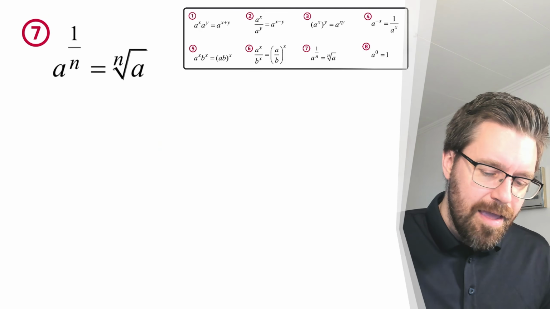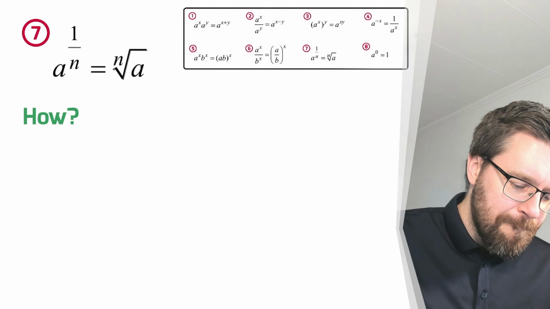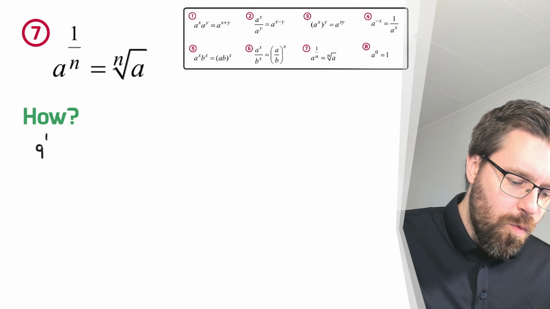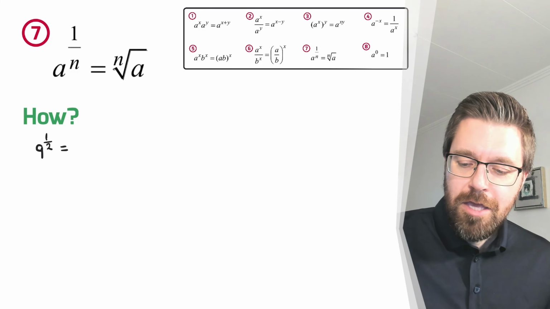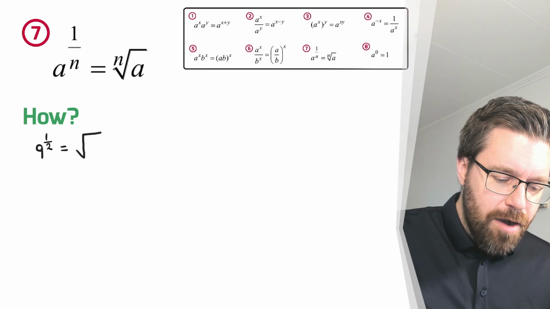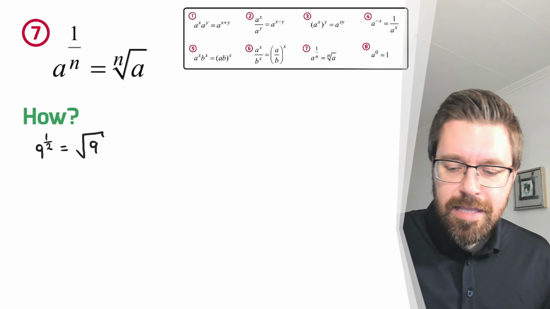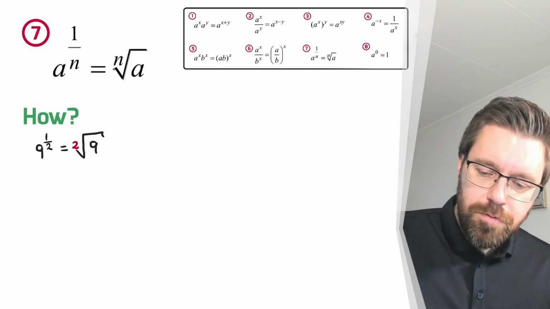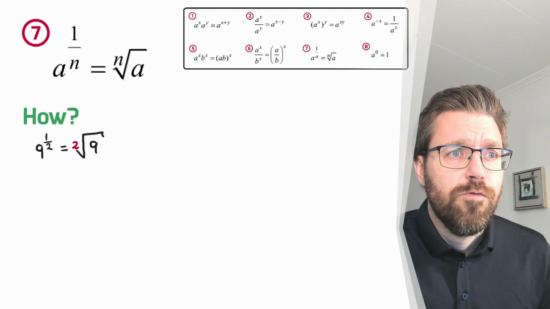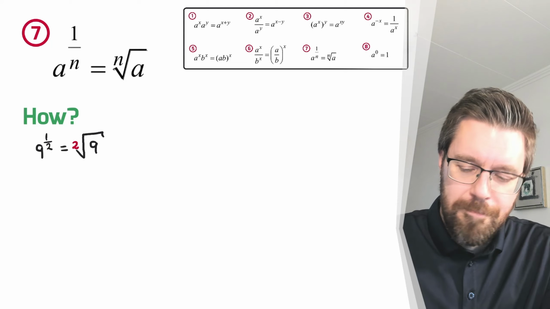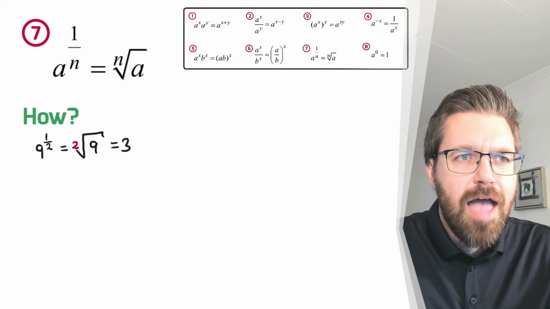So an example is if you have maybe 9 raised by 1/2, then it means with this formula you can write it like the square root of 9. And if you have the square root, it is an invisible number 2 here, but we don't write it. You can write it if you want to, but it is common not to write this number. So the square root of 9 equals 3, because 3 times 3 equals 9.